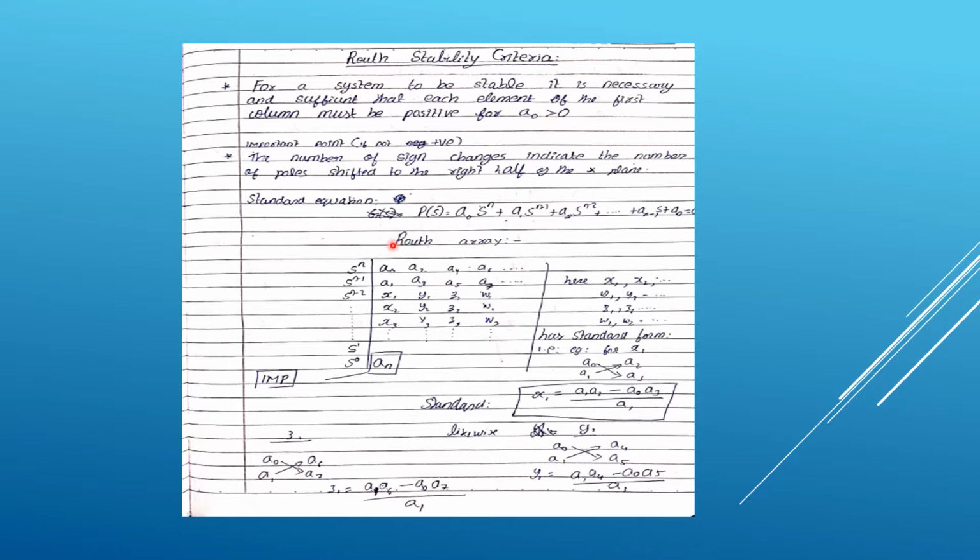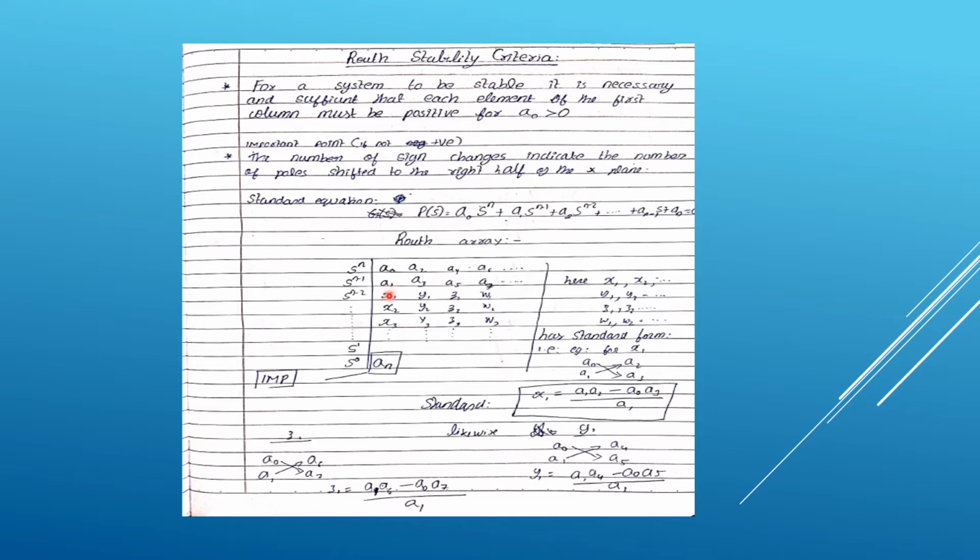That is, each element of the first column is positive for a naught, that is, the first element is greater than 0. If this condition is satisfied in the Routh array, then the system is stable.